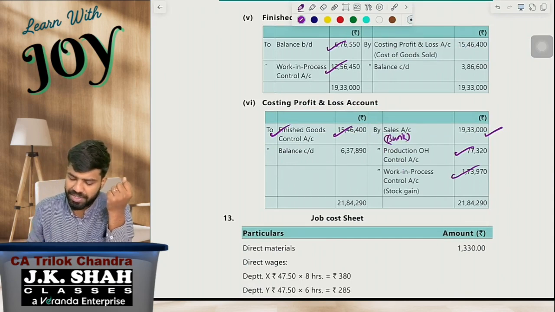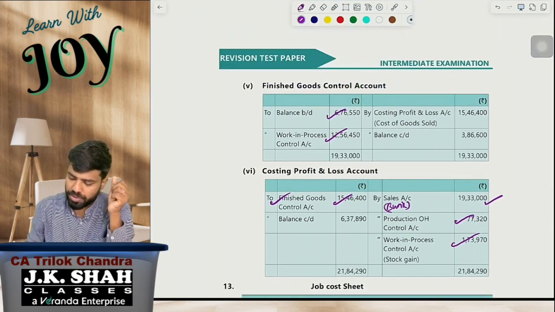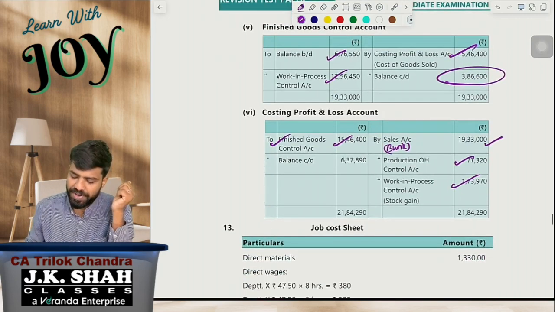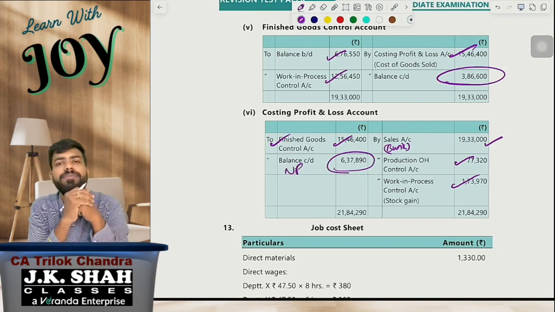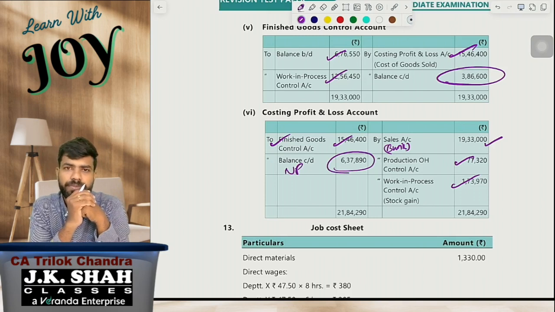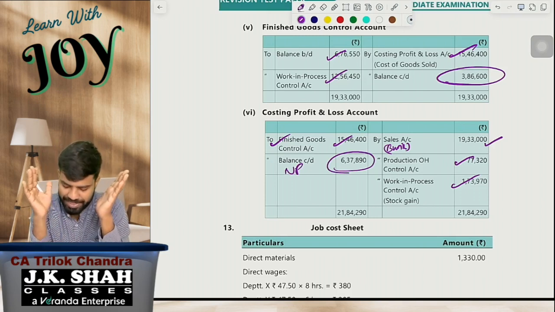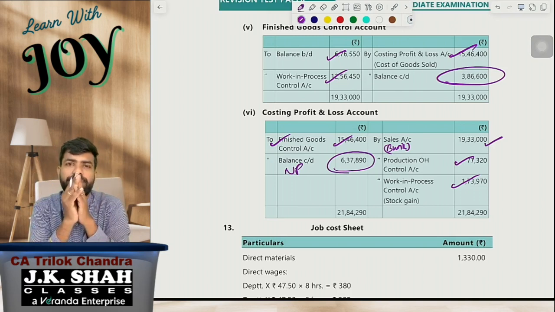And then we'll take the finished goods control account. Here we already written this entry. Fine. Now this is the balance figure. And when it comes to costing P&L account, we are taking the balance carried down 6,37,890. We can call it as net profit or costing profit. So this is how we need to prepare ledgers for this respective question.